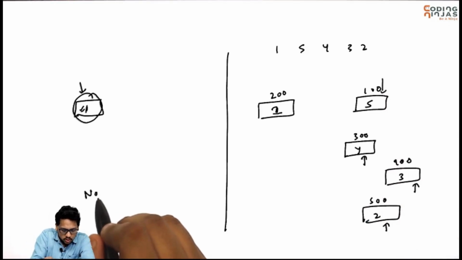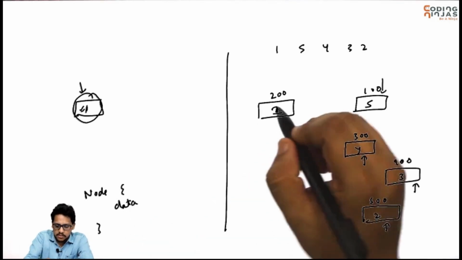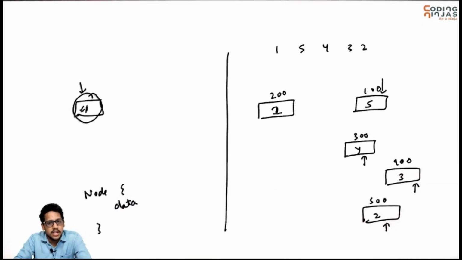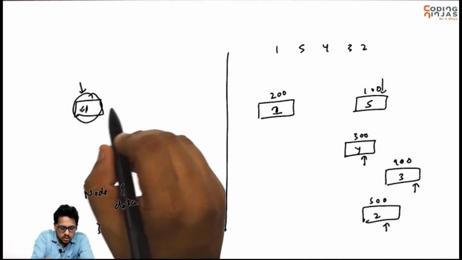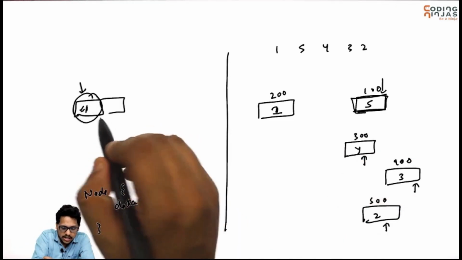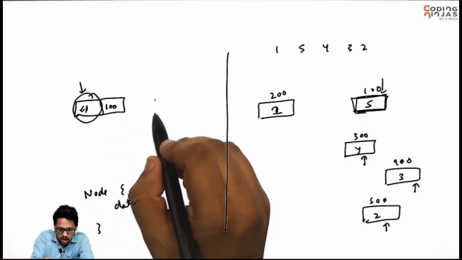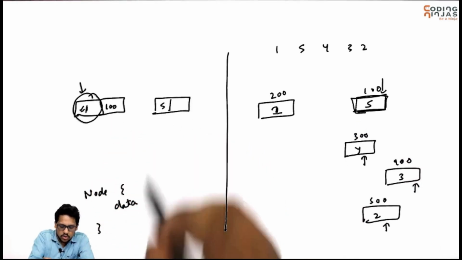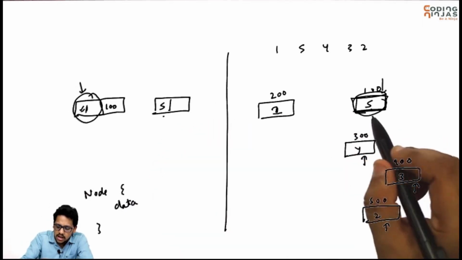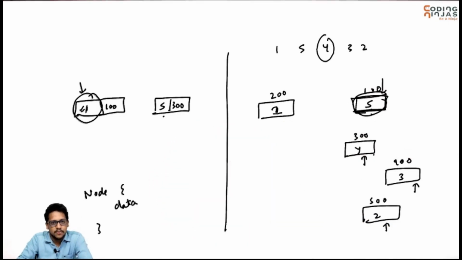So a node will store two things. One will be data, which represents the value of this node, and another will be the reference to the next node. That means 1 will store that its next is 5. So 1 is stored here and it is storing the reference to the next node, that means 100 here. So now what will 5 store? This node will store 5 as its data and it will store the reference to the next node, that means here 300 will be stored.